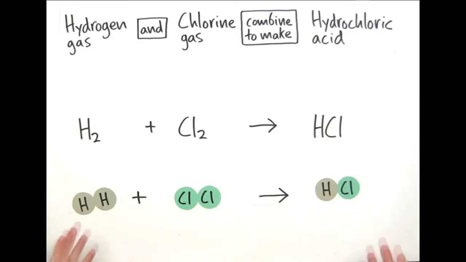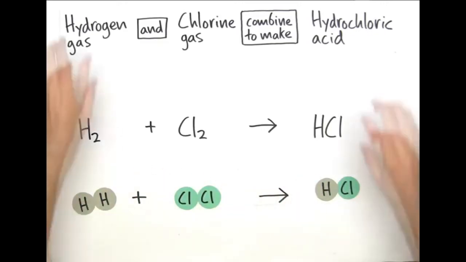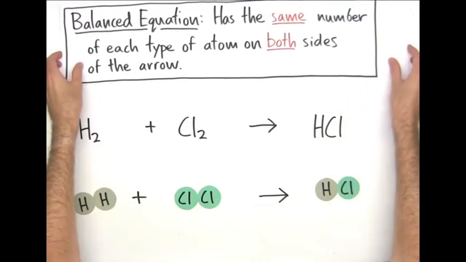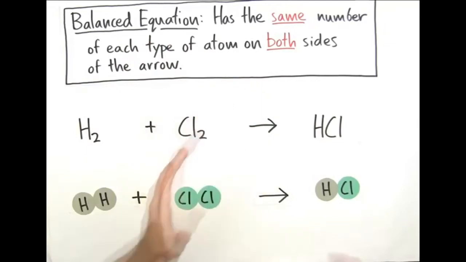Okay, so now we're going to start talking about balancing equations and balanced equations. First thing that I want to do is figure out whether this equation here is a balanced equation. So here's the definition for balanced equations. A balanced equation has the same number of each type of atom on both sides of the arrow. Okay, so keeping this definition in mind, what I have right here, is this a balanced equation? No, it's not. Here's why.